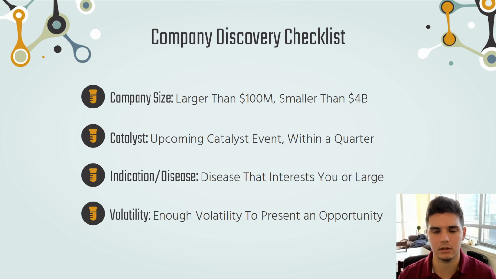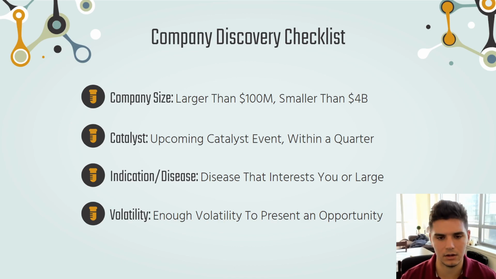But we generally recommend a company size larger than 100 million market cap and smaller than 4 billion, because companies under 100 million in our view are just too risky, and anything larger than 4 billion usually is too complicated to analyze in a short period of time. There's probably products on the market, so we just like to stick within that range for this quick and dirty due diligence. In terms of the catalyst, we like to find a company that has an upcoming catalyst event, usually within a quarter or so.